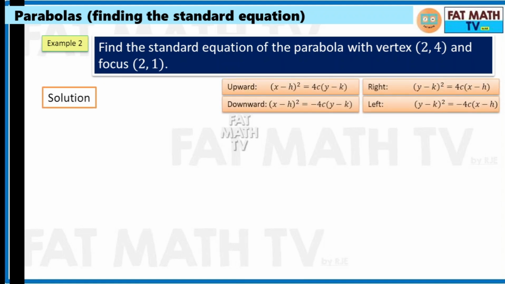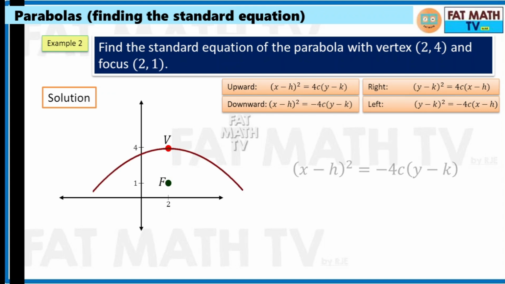Okay, if the vertex is at (2, 4), then that is in the first quadrant. So that's the vertex, the red dot, that's (2, 4). And the focus is at (2, 1). So if the positions of the vertex and the focus are those, then the parabola must open downward. So its standard equation is (x minus h) squared equals negative 4c times (y minus k). And h and k are 2 and 4. h and k are the coordinates of the vertex.